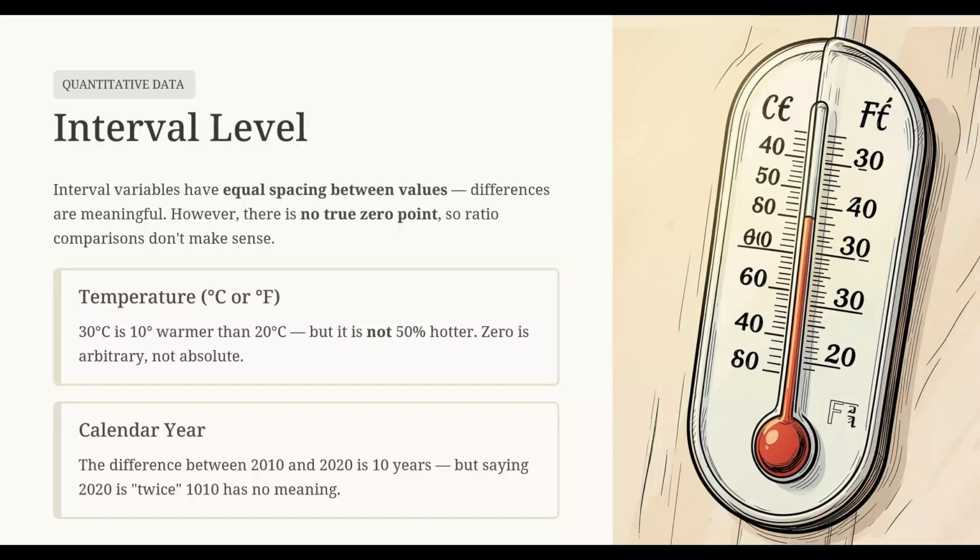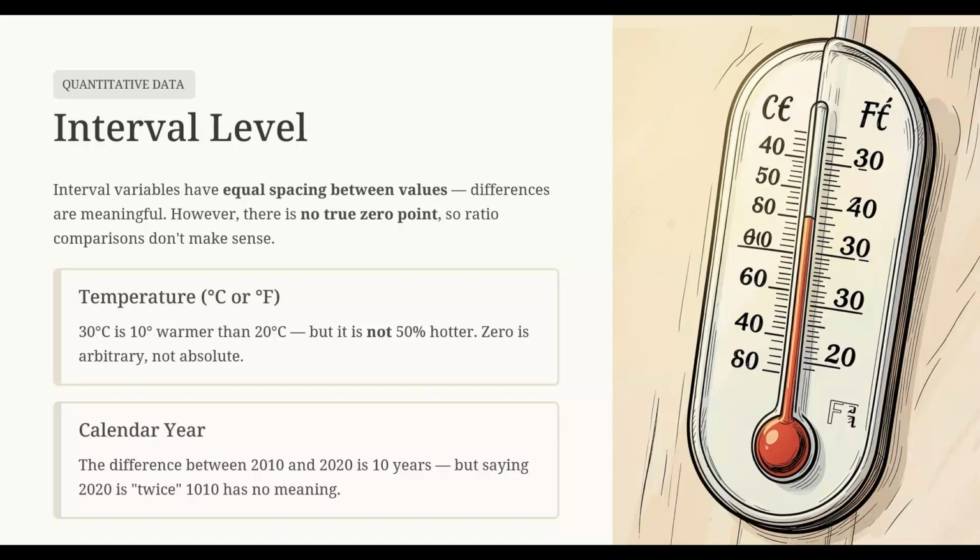can we say it's 50% hotter? No. Can we say that 40 degrees Celsius is twice as hot as 20 degrees Celsius? Again, no. The reason is simple. The 0 point in the Celsius and Fahrenheit scales does not represent the complete absence of temperature. It's simply an arbitrary point chosen when the scale was created. Because the 0 isn't absolute, ratio comparisons don't make sense.